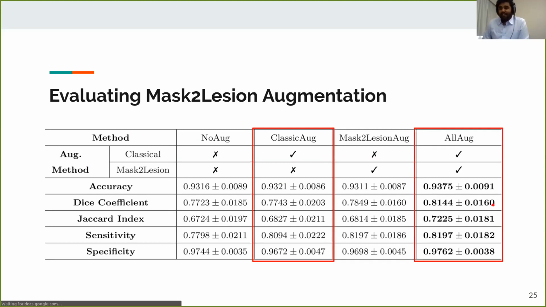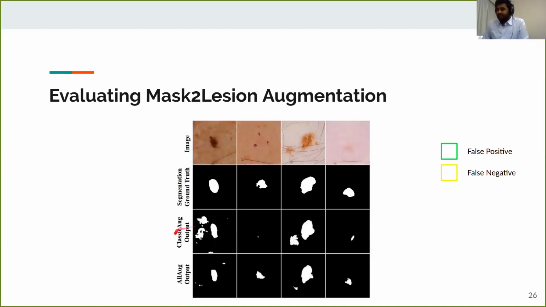We see this in the qualitative results as well. The third row corresponds to the classic aug output and the fourth row corresponds to the all aug output. And we see that in the classic aug outputs, we have a large number of false negative and false positive predictions, as can be shown by the green and the yellow boxes here.